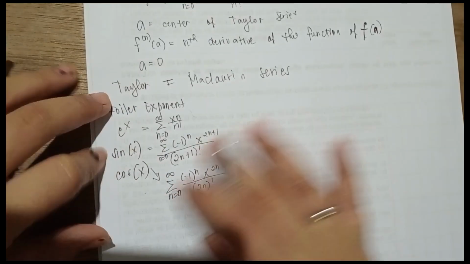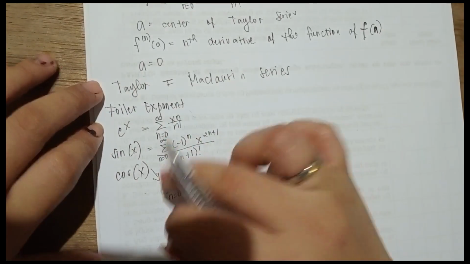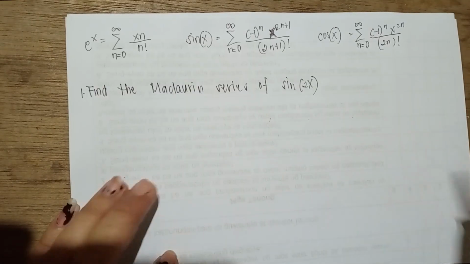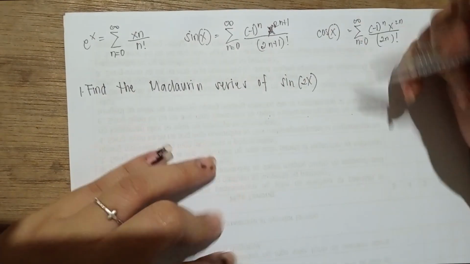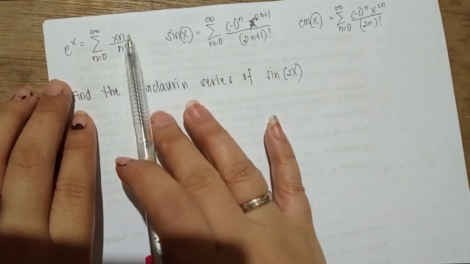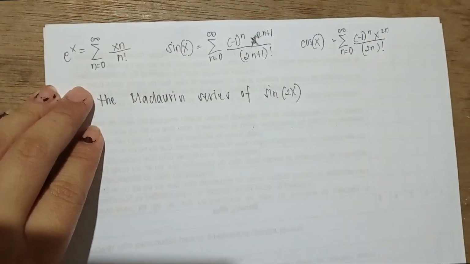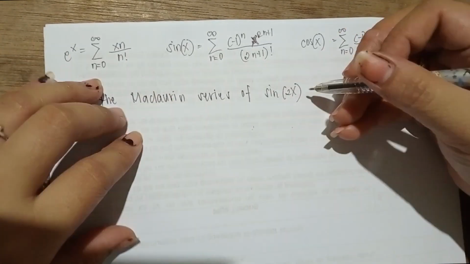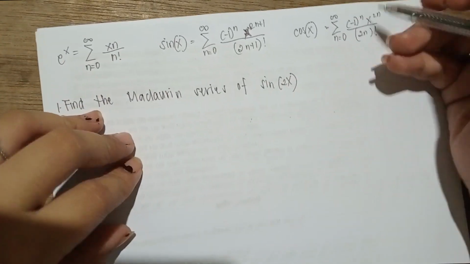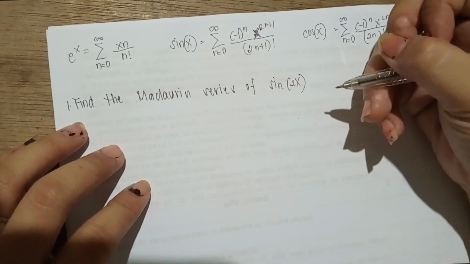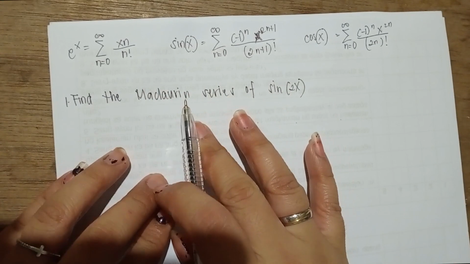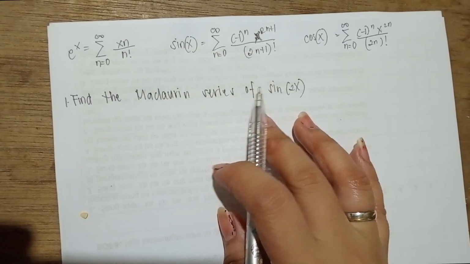So if mapapansin mo, the limit of all of these series is up to infinity. So now, let's try an example of Maclaurin series. So this one, ito yung Euler exponent natin. So always remember and memorize that when we execute or find the Maclaurin series, at the same time yung Taylor series natin. So we have here a given problem: find the Maclaurin series of sin 2x. So now, paano natin hahanapin yung Maclaurin series of sin 2x?